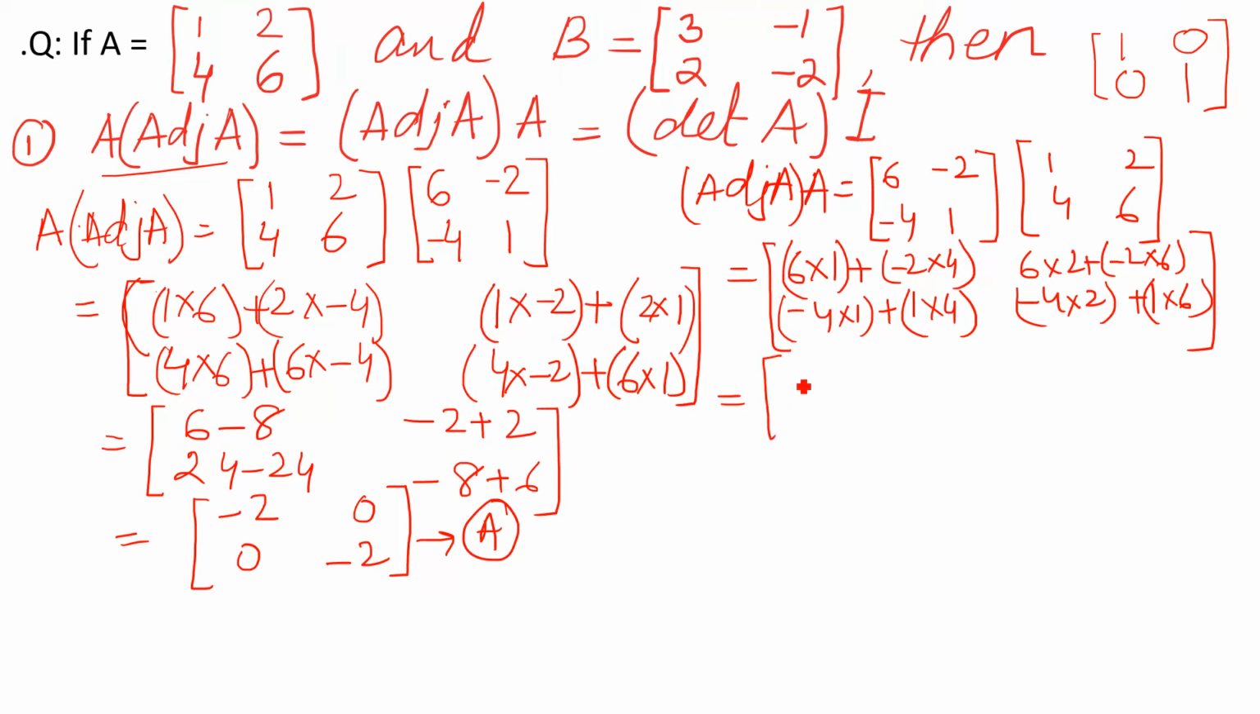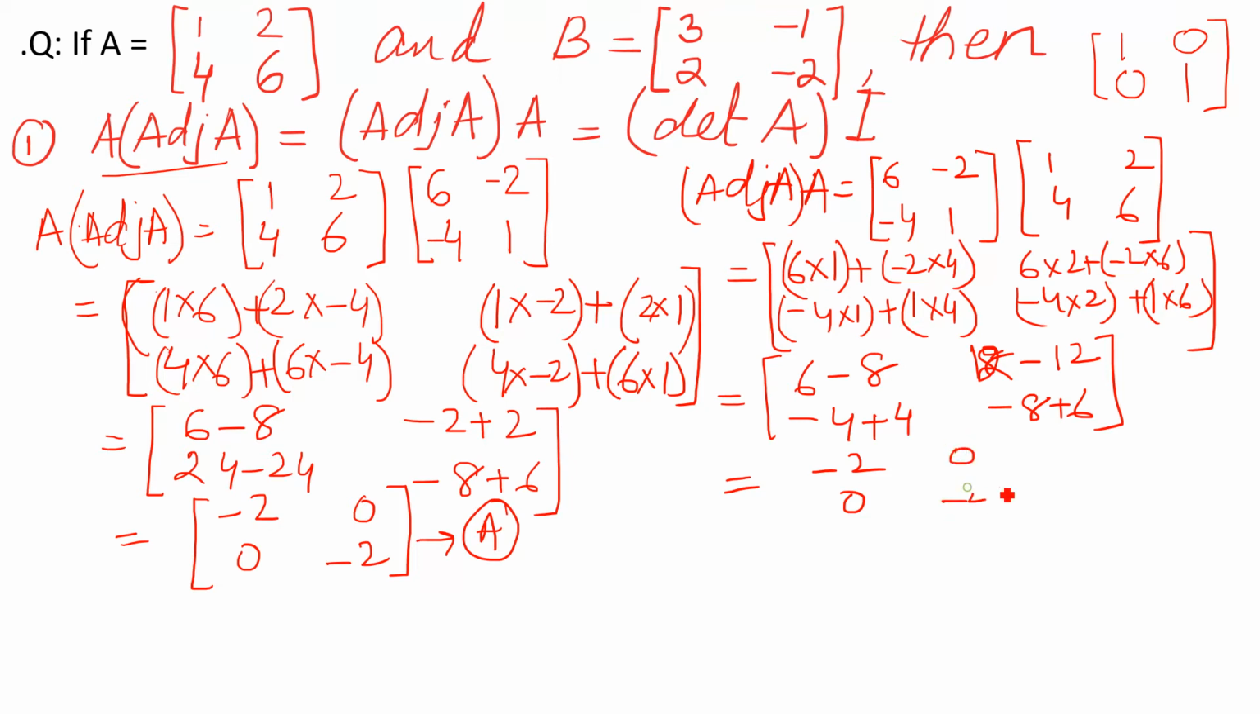So it is equal to 6 minus 8. Here 12 minus 12, sorry, 6 two times is 12. And this is -4 plus 4. This is -8 and +6. So when we multiply, it is -2, 0 and 0, -2. So see, this is called B, and B is also the same as we have for A: -2, 0, 0, -2, same thing.